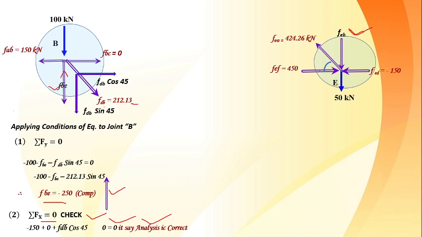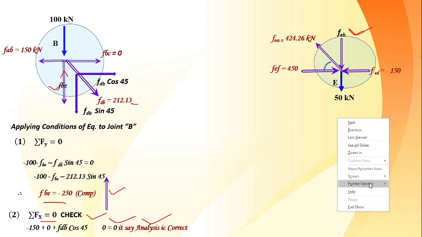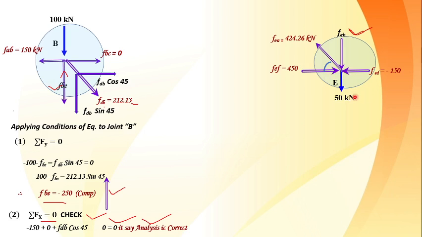Even you can apply this particular check to this particular joint E. Is that okay? Apply sigma Fx and sigma Fy. So if I apply sigma Fx, what it will be? Plus 450 minus 150 minus 424.26 cos of 45 is equal to 0. So here left hand side should be equal to right hand side. Even if I apply a single sigma Fy is equal to 0, this is also going to serve the purpose. So here this is a random check, how we can check whether the analysis is going proper or not.